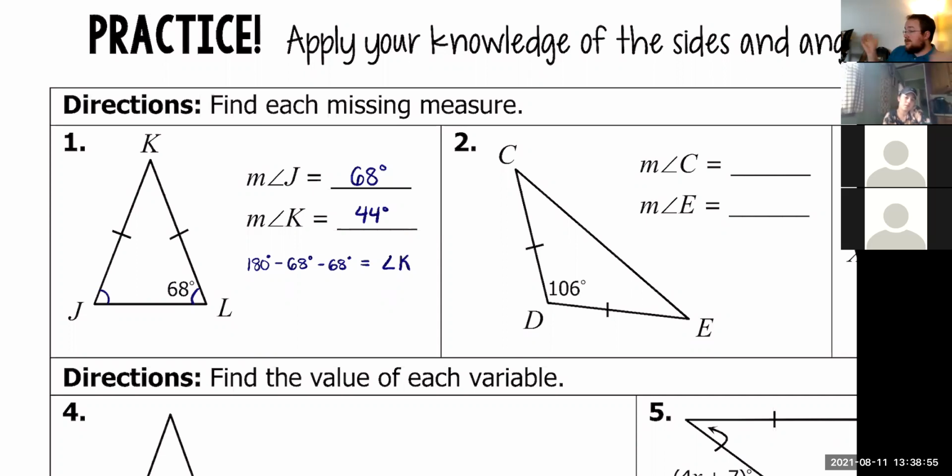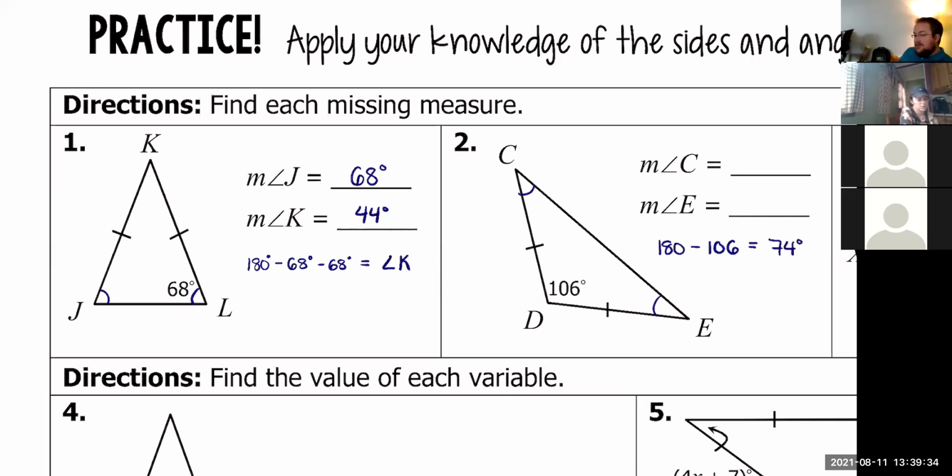Legs are congruent. We have two congruent legs, so we have another isosceles triangle, which means that there's a pair of congruent angles. What angles would they be in this case? C and E, the angles opposite those congruent sides. So C is equal to E. Well, unfortunately, I don't know either of them. Did you take 180 minus 106? Well, let's see what that gets us. 180 minus 106 equals what? 74.